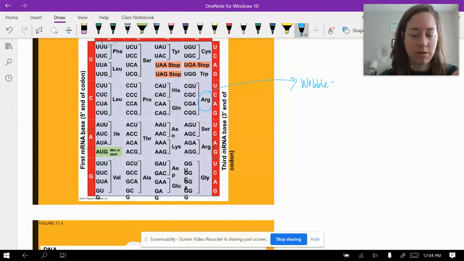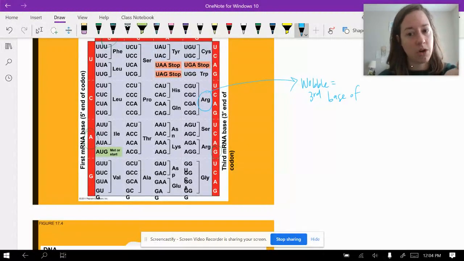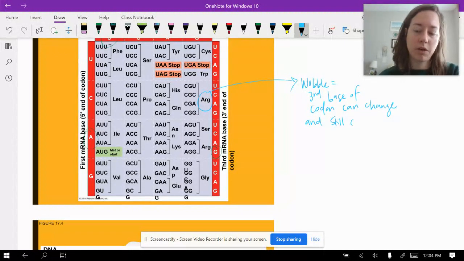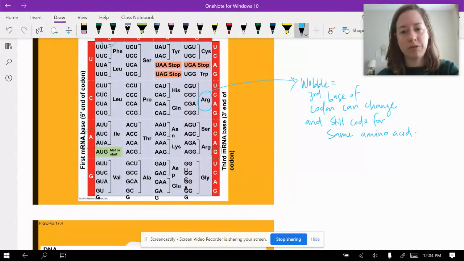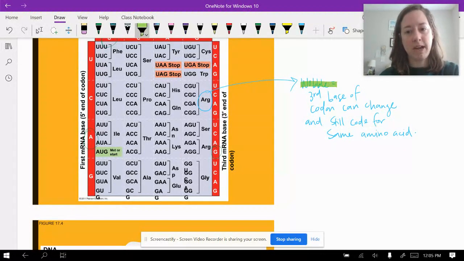Wobble means the 3rd base of the codon can change and still code for the same amino acid. And it's not always true for all of them, but it is true for many of them.